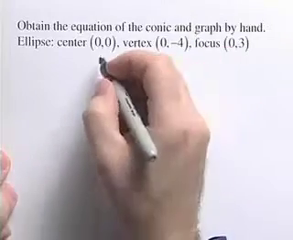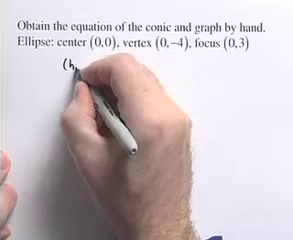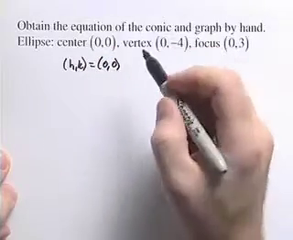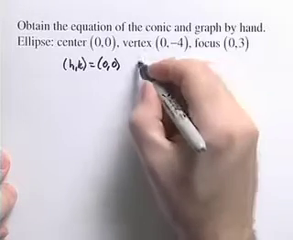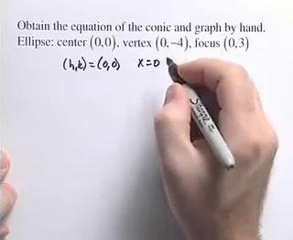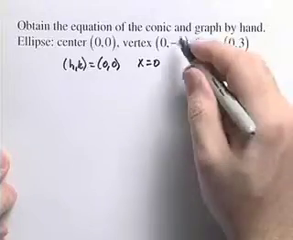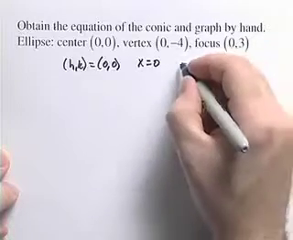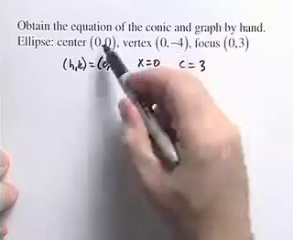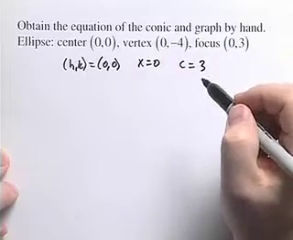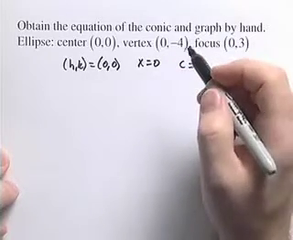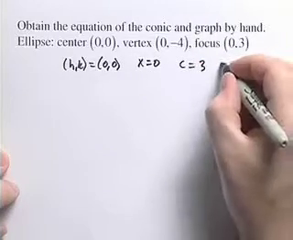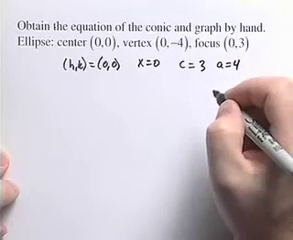Since the center is at (0, 0), we know that (h, k) is equal to (0, 0). The center, the focus, and the vertex all lie on the line x equals 0. So our major axis is going to be the y-axis. The distance from the center to a focus is c equal to 3. The distance from the center to the vertex is 4, so a is equal to 4.